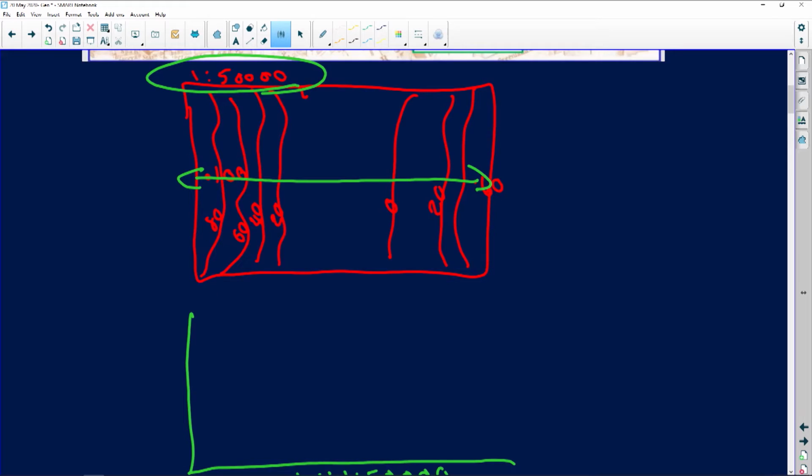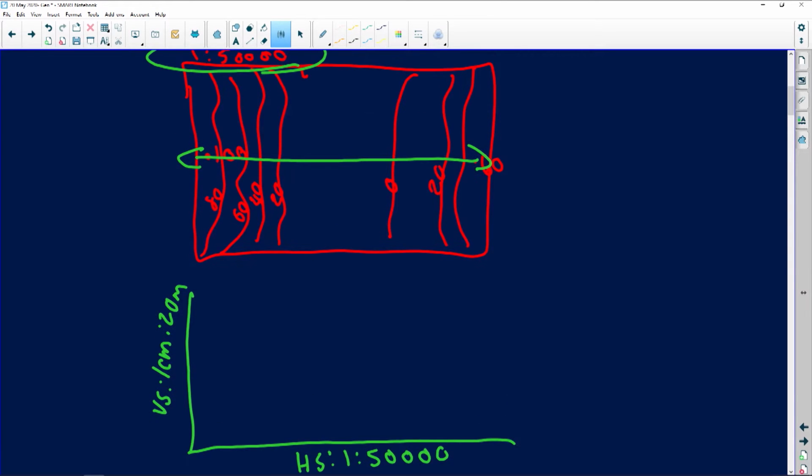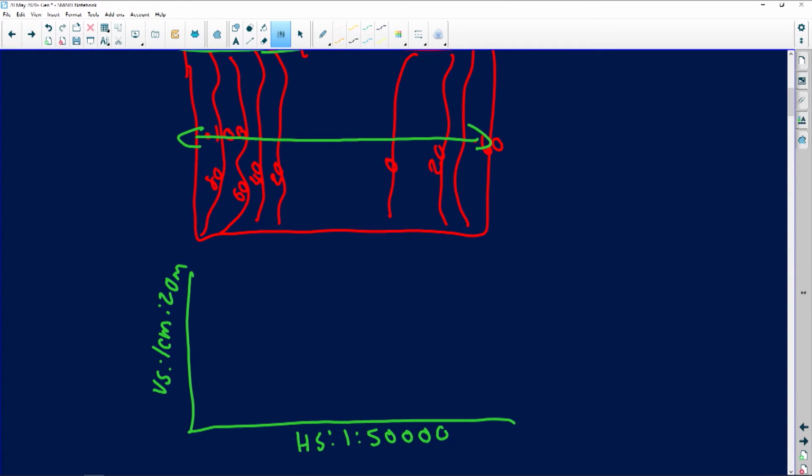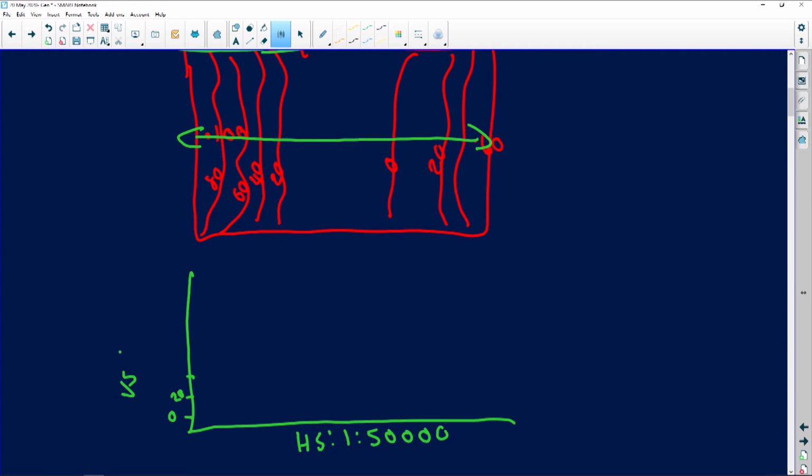So in this case, let's go to a vertical scale. I will tell you the vertical scale is 1 centimeter represents 20 meters. Now to construct a cross-section, you always go to your lowest contour line. In this case, it's 0. So you've got the 0 over there. For every centimeter, we increase by 20 meters. Let me write this a little bit on the side. Vertical scale is 1 centimeter represents 20 meters.